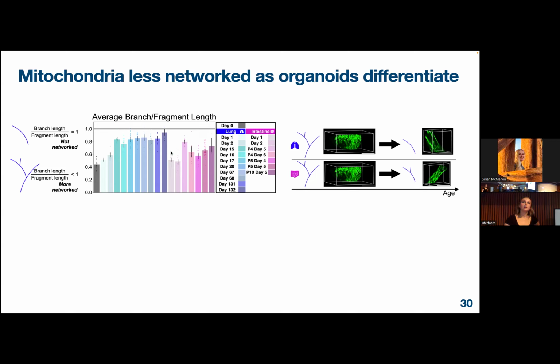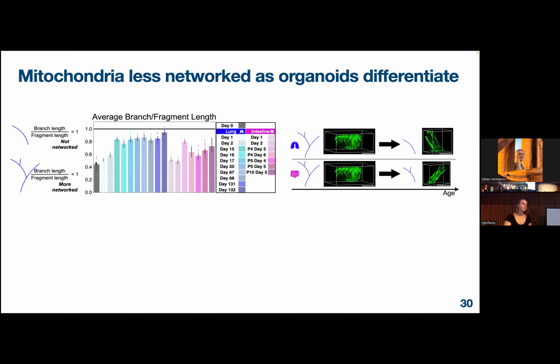trend. So here we have our branch to fragment ratios. If we have a branch length over a fragment length that is equal to 1, then that is not networked because the branch length is equal to the fragment length. If we have a branch over fragment that is less than 1, then we are networked because our branches are shorter than our fragments. So the trend that I saw here, in black, we have our stem cells.